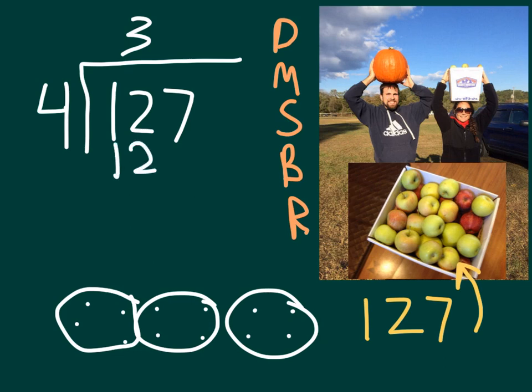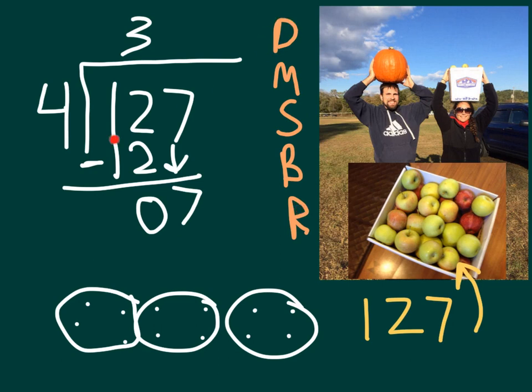And now the next step is subtract. So I'm going to subtract that. 12 minus 12 is 0. Now my next step is to bring down. When I bring it down, that brings down my 7. And my last step is to repeat that all. So now I'm going to repeat that all again.